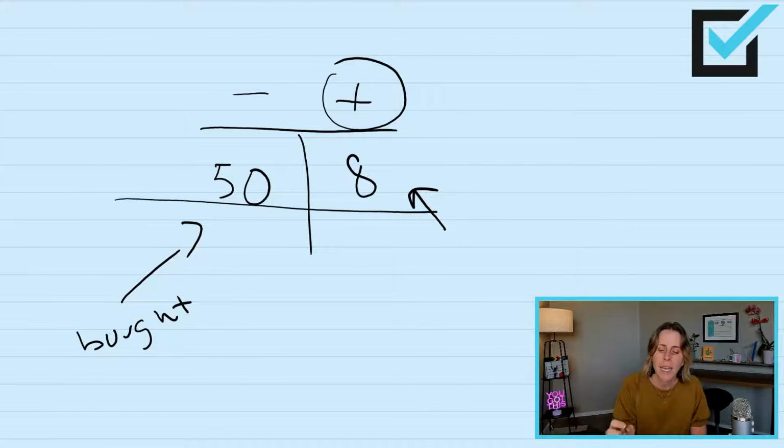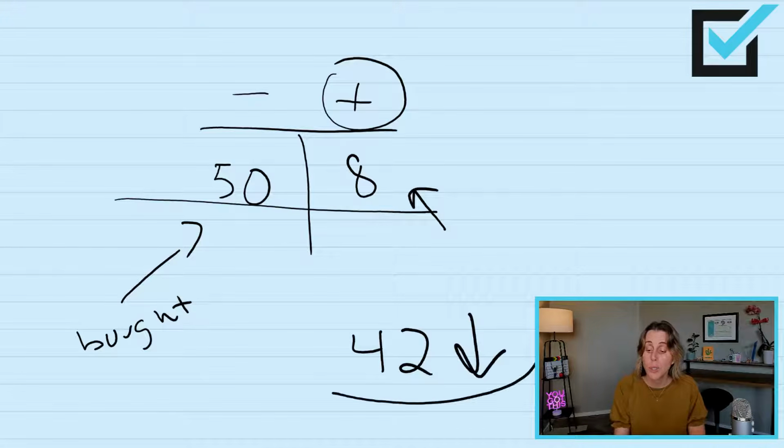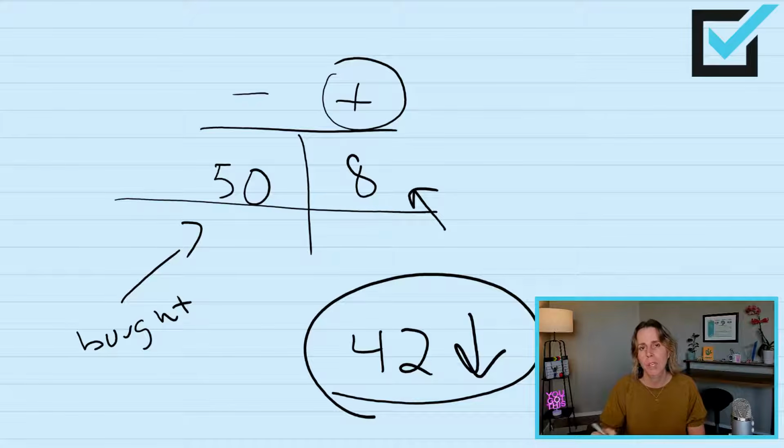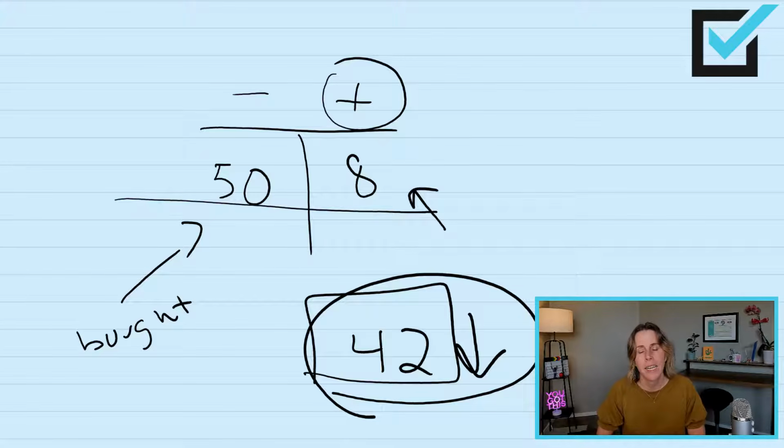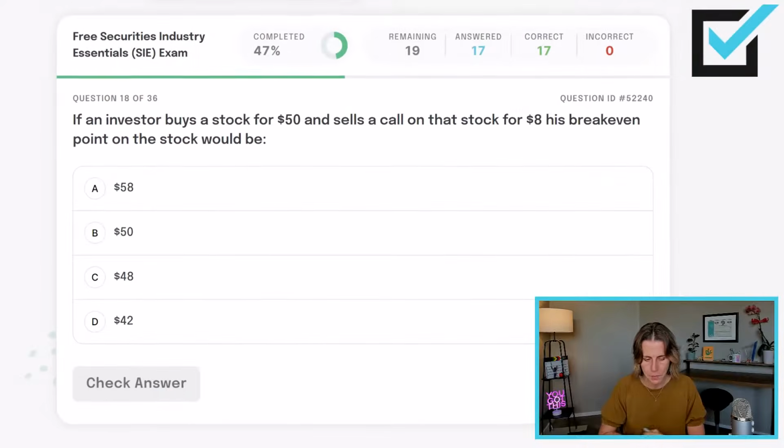So if the stock should go 50 minus 8, below 42, then the client will be losing money. So the break even for this position, long a stock and short an option, is the inventory position minus the premium collected. So let's go back to the question. They bought a stock for 50 and they sold a call. When you sell a call, you have limited your upside profit potential because if the price goes above the strike price, the shares are going to be called away.